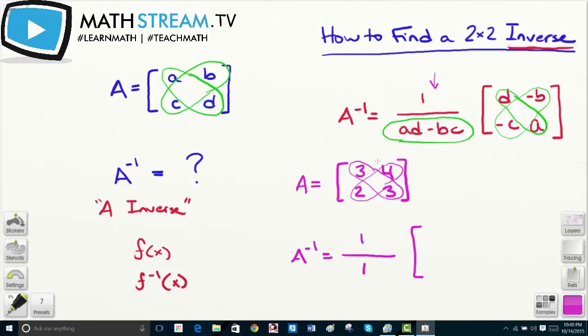Okay, next we want to take this first diagonal and we want to switch places. Well, in this case it's actually kind of easy because they're both 3. So 3 and 3, they move places, but you can't really tell because they're the same number. And then on the second diagonal we switch the sign. So 4 becomes negative 4 and 2 becomes negative 2. Now we would need to multiply everything by this fraction, but since it's 1, it doesn't really change anything. So we get an answer that the inverse of A is just the 2 by 2 matrix, 3, negative 2, negative 4, 3.